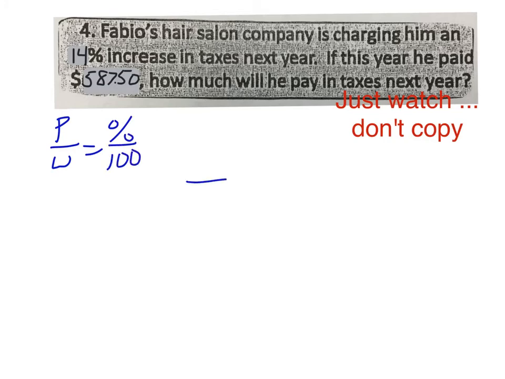Now set up your proportion, a ratio equal to another ratio, and there is 100. Now the 100% is last year's taxes. Now it's going to increase 14%. So you could put a 14 here, or you could put 114%, because that's the increase. That's exactly what he will be paying, because it's the 100% plus 14 more. And you could calculate that. That way you don't have to add them together at the very end. So we're going to cross multiply.